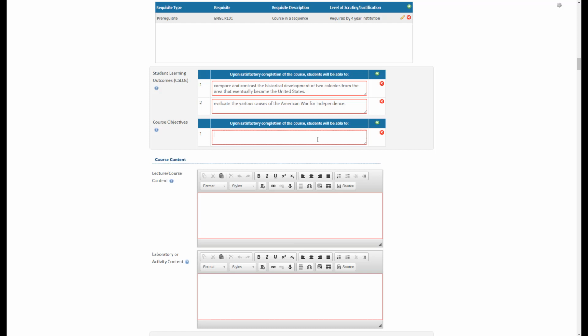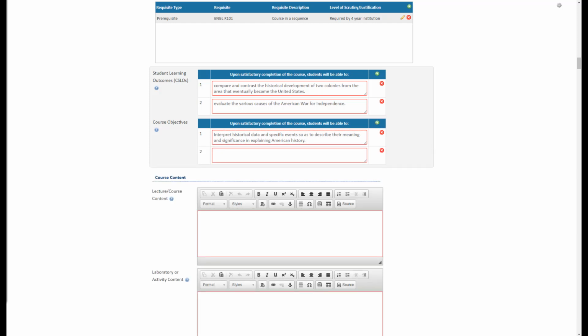The section is similar in format to SLOs, so again, we will put in our first course objective for our United States history course. So, interpret historical data and specific events so as to describe their meaning and significance in explaining American history. And our second one will be arrange major and significant occurrences in early American history in proper chronological order.